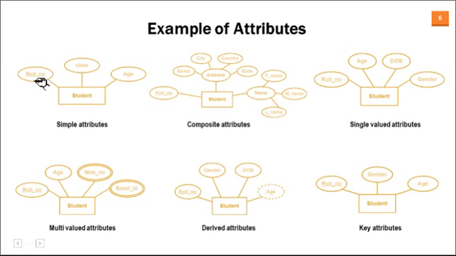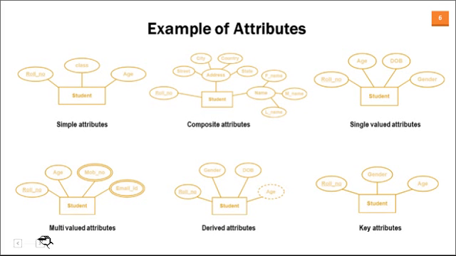Here, see, simple attributes are class or age of a person. Composite attribute can be name of a person, that can be first name, middle name and last name. Address can be street, city, country and state. Composite attribute can be represented by this kind of symbol. Single valued attribute can be represented by a single value. If I say gender, a person can have only a single value, male or female.